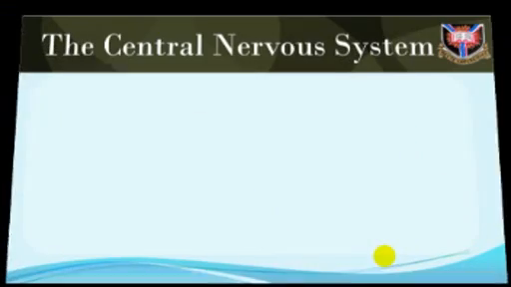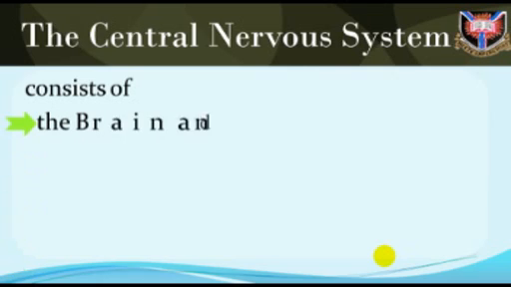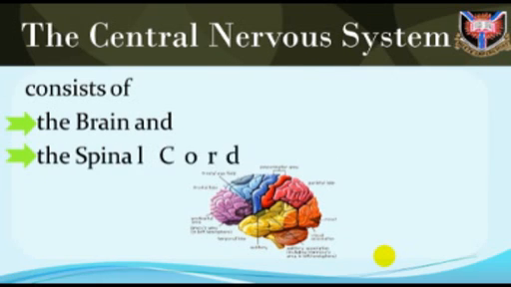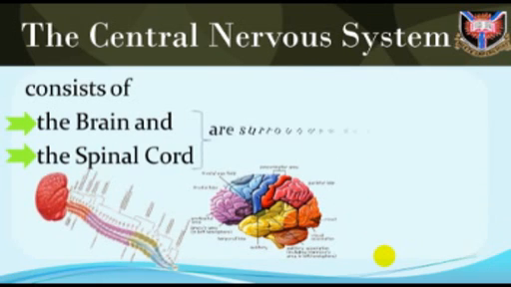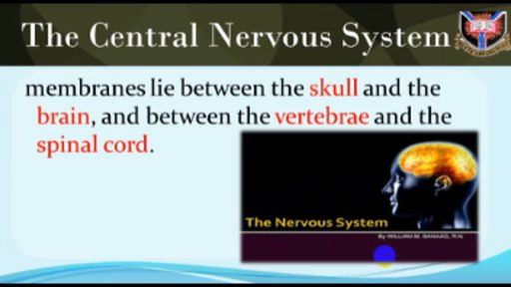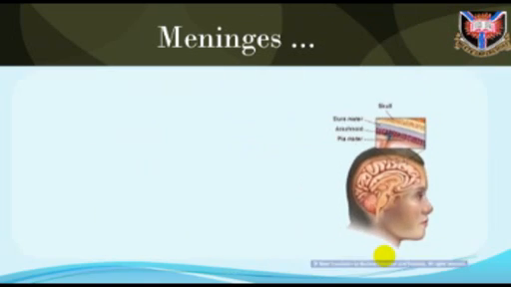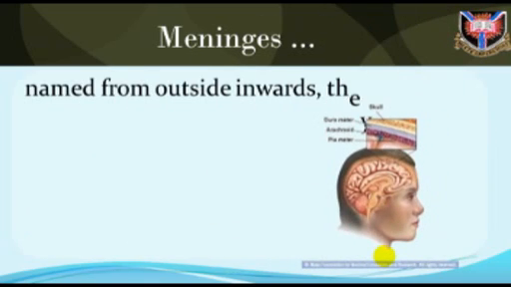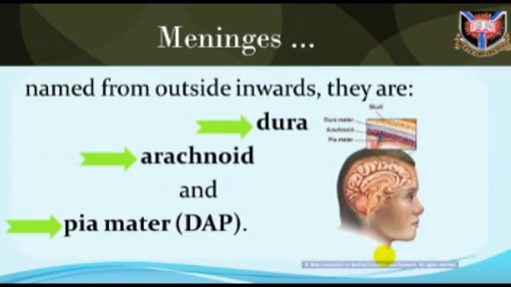The central nervous system. The central nervous system is made up of the brain and the spinal cord. Both the brain and the spinal cord are surrounded by three membranes called meninges. The membranes lie between the skull and the brain, and between the vertebrae and the spinal cord. Named from outside inwards, they are dura, arachnoid, and pia mater.